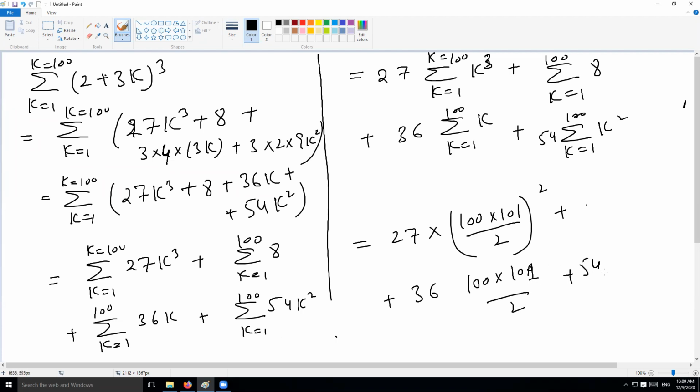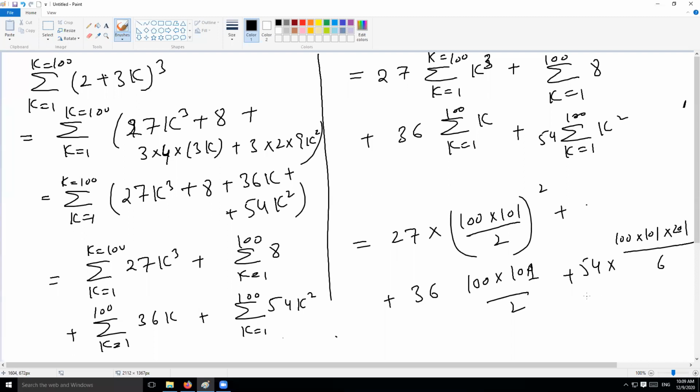Plus 54 times the sum of k squared. What is the formula for it? You have 100 times 101 times 2n plus 1. You need 200 plus 1, so you need 201. And everything divided by 6. Okay, so you wrote it. And then what would be the sum of 8?